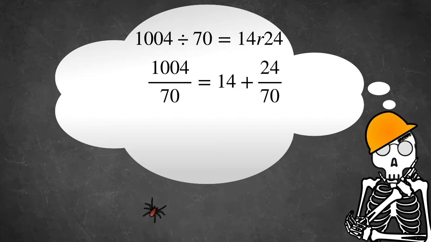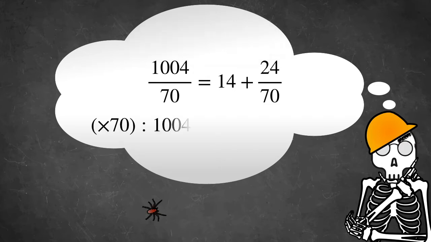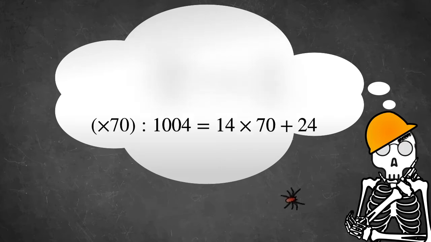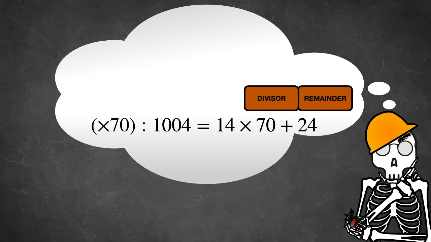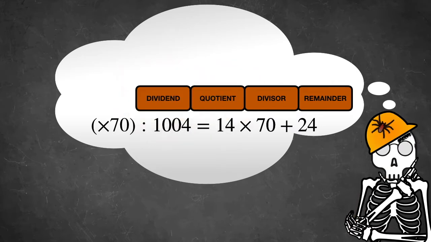If I wish to eliminate the denominators, it can be done by multiplying by 70. This yields an equation like this. We know that 24 is the remainder. 70, which was the denominator, has to be the divisor. And 14 is the quotient. 1004 has to be the dividend.